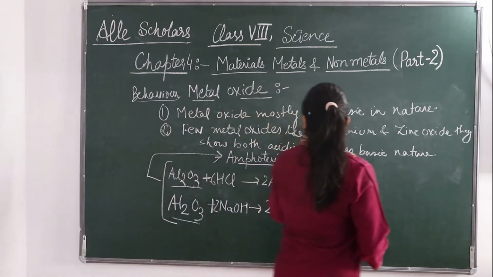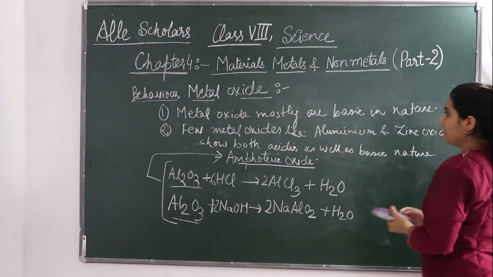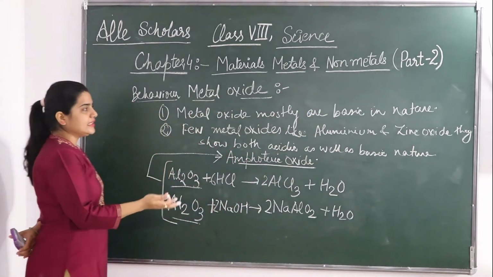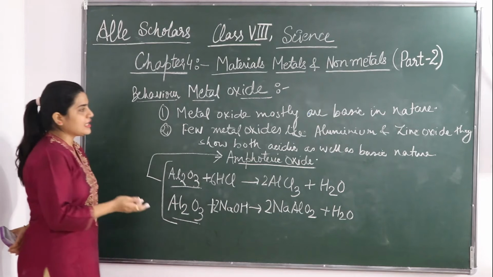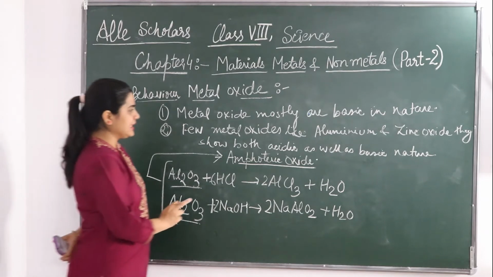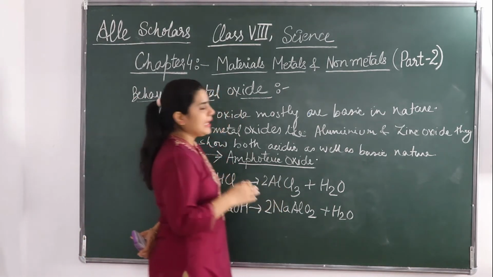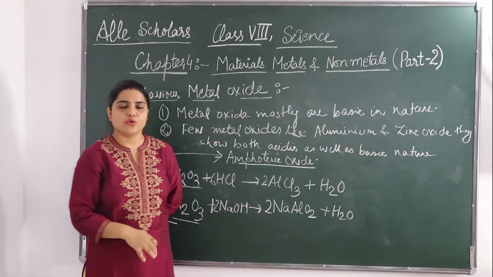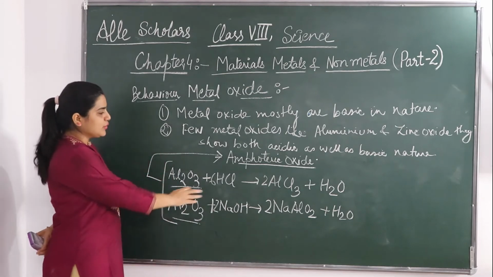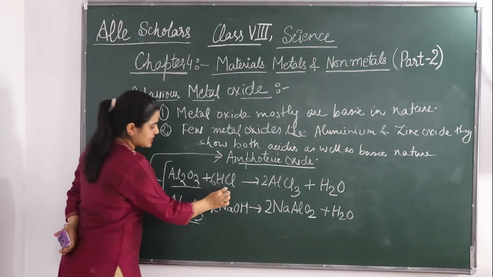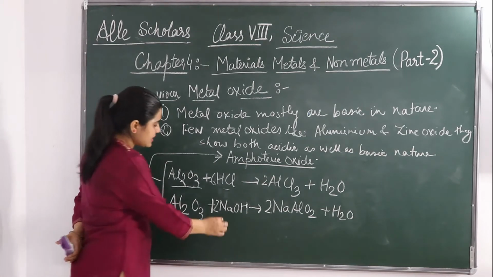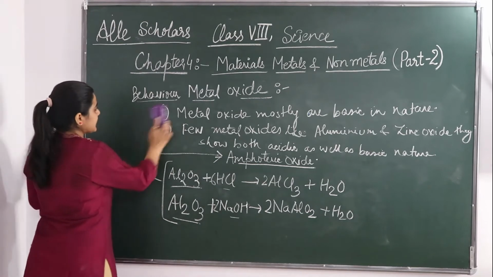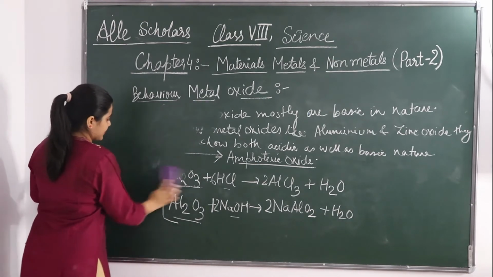So we are seeing the behavior of a metal oxide. The first thing we have seen is its acidic and basic nature. Most metal oxides are basic in nature, but a few behave as both acidic and basic. Such metal oxides are called amphoteric oxides. I have shown you the reactions with an acid, hydrochloric acid, and with a base, NaOH. Now let's see the second point about metal oxides.